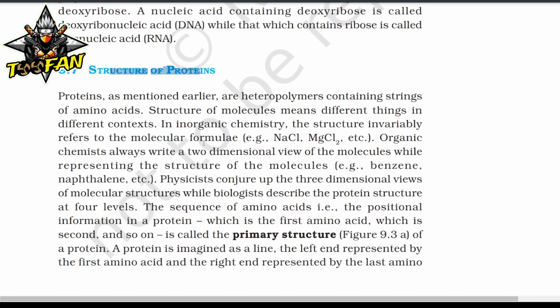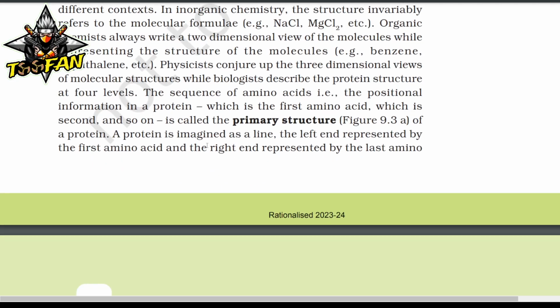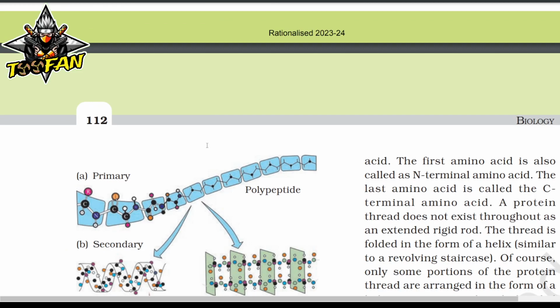The sequence of amino acids, that is the positional information in a protein, which is the first amino acid, which is second, and so on, is called the primary structure of the protein. A protein is imagined as a line, the left end represented by the first amino acid and the right end represented by the last amino acid. The first amino acid is also called the N-terminal amino acid. The last amino acid is called the C-terminal amino acid.